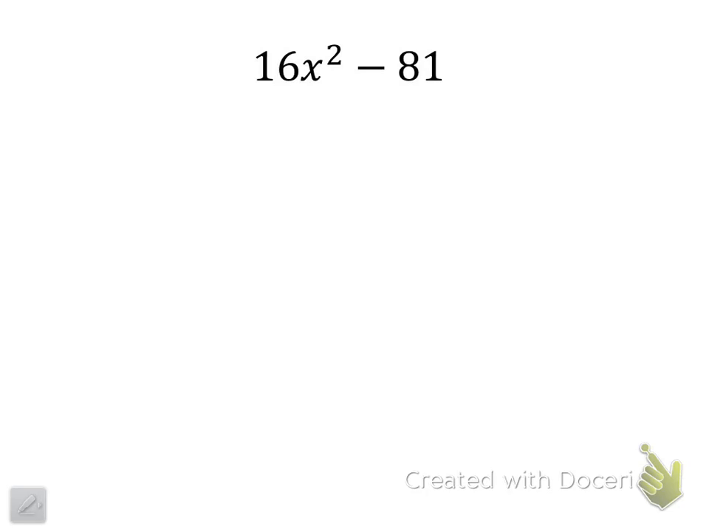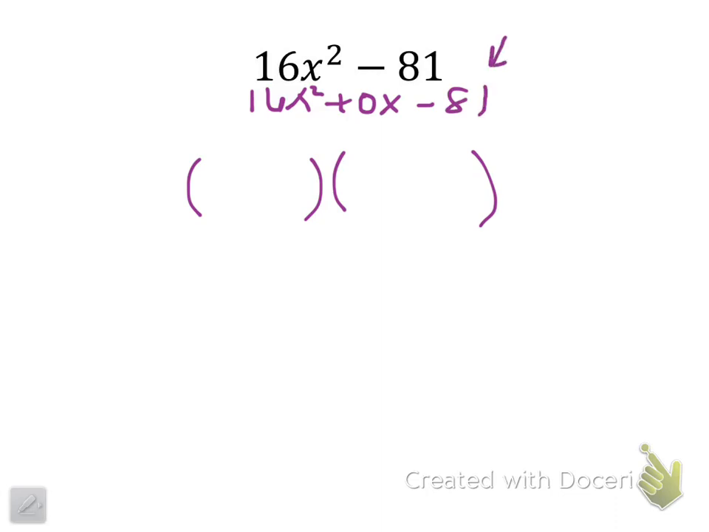Okay, this one's a little bit trickier. So we need, let's go ahead and write our parentheses. So this is 16x squared plus 0x minus 81. Okay, so two things that multiply to get me that negative 81 but add to get me 0. So one has to be a plus 9, one has to be a minus 9. But I need that 16x squared in the front. So I need 4 and 4 and then our x squareds. So 4x plus 9 and 4x minus 9. And that should FOIL back out to get me 16x squared minus 81.